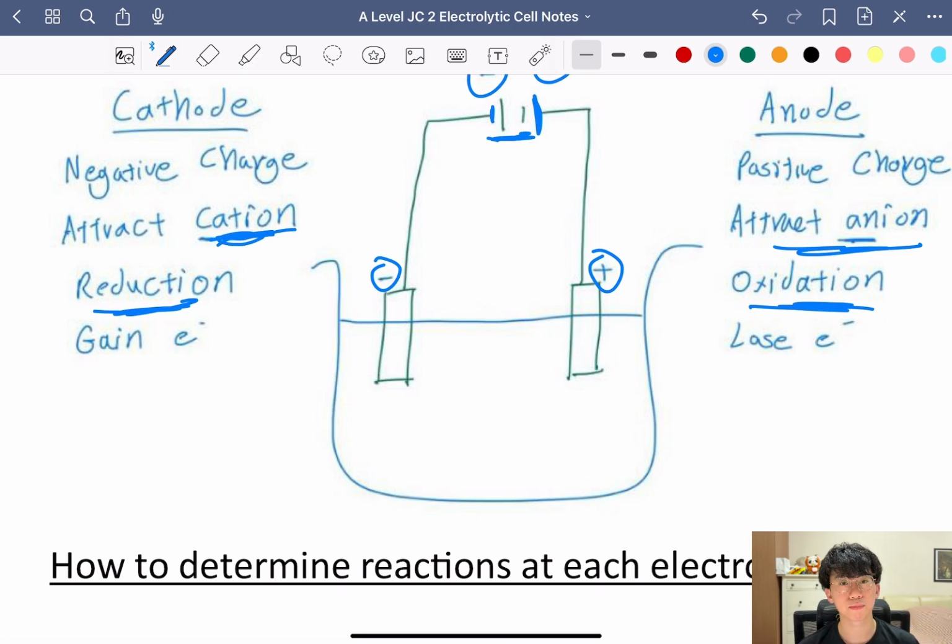So how do I remember this? Well, you can always remember this acronym over here, that RED CAT, which means reduction happening at the cathode, and AN OX, which means anode has the oxidation.